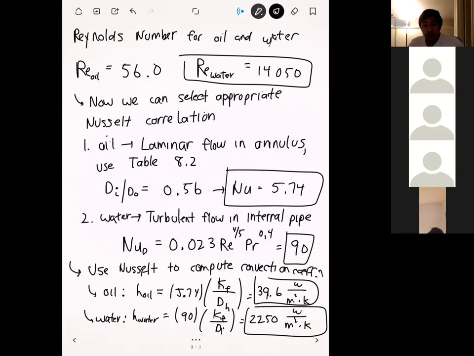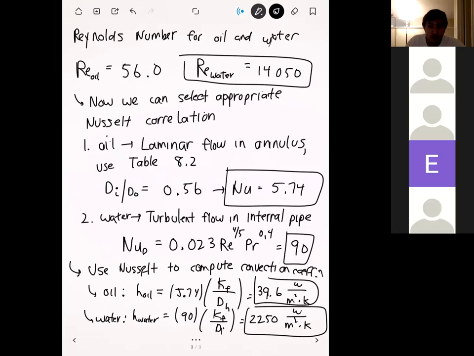Now that we have these convection coefficients, we can use them to compute the total thermal resistance of the heat going from the oil to the water. We'll do that on the next page. Any questions on this so far?